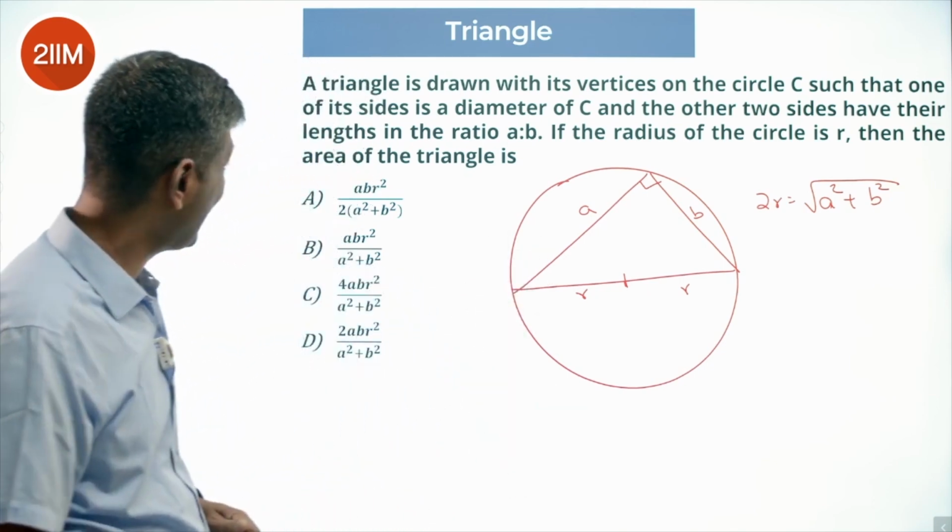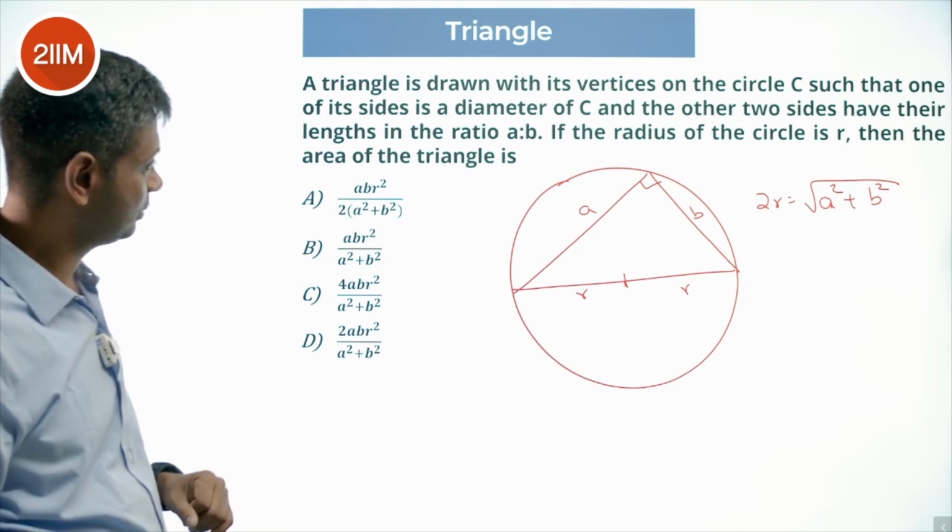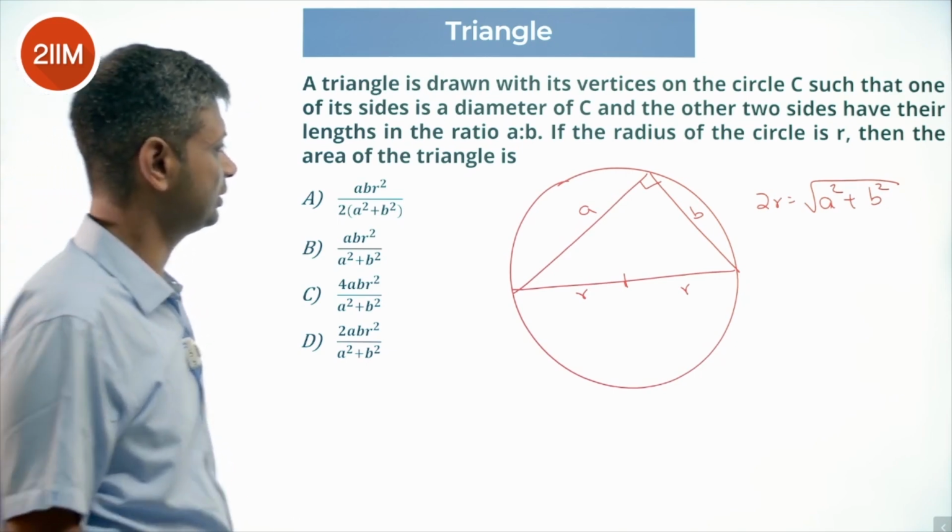Then the area of the triangle is half into a into b.